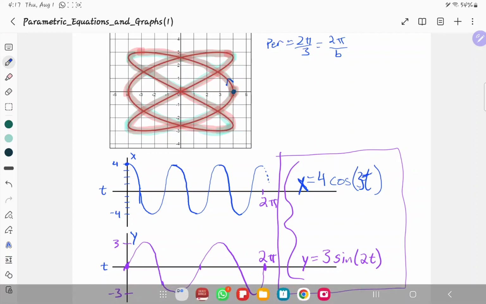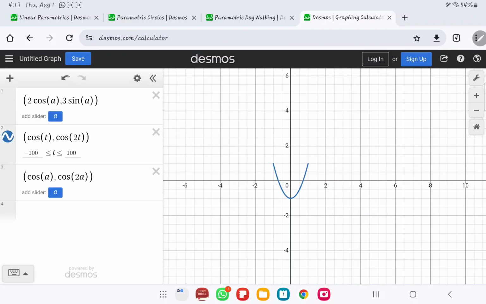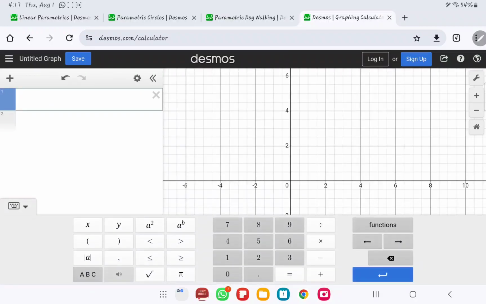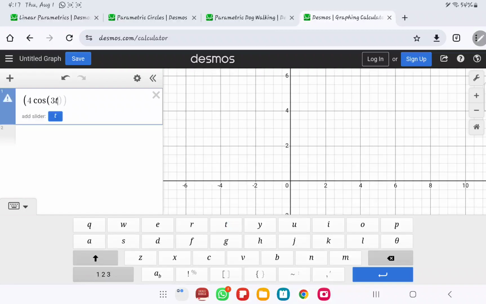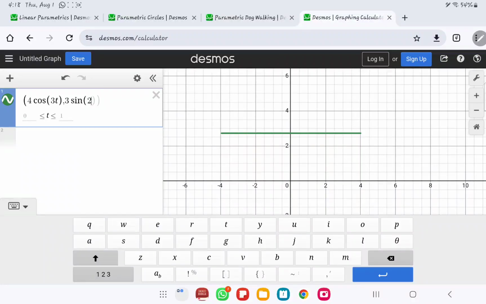So let's see, we'll go ahead and go to Desmos here, and I'm going to go ahead and hide these guys, and then we'll just put in what we just found. So for our x, we had 4 cosine of that 3t, and we'll go ahead and put a comma. All right, and then put our y. Our y was 3 sine of 2t. I'll put that.